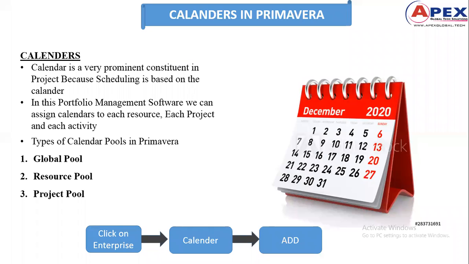The types of calendars that we use in Primavera are global pool, resource pool, and project pool. You may be scratching your head: what is this pool, pool, pool? It's just like a swimming pool. We have three things here: global, resource, and project pool.